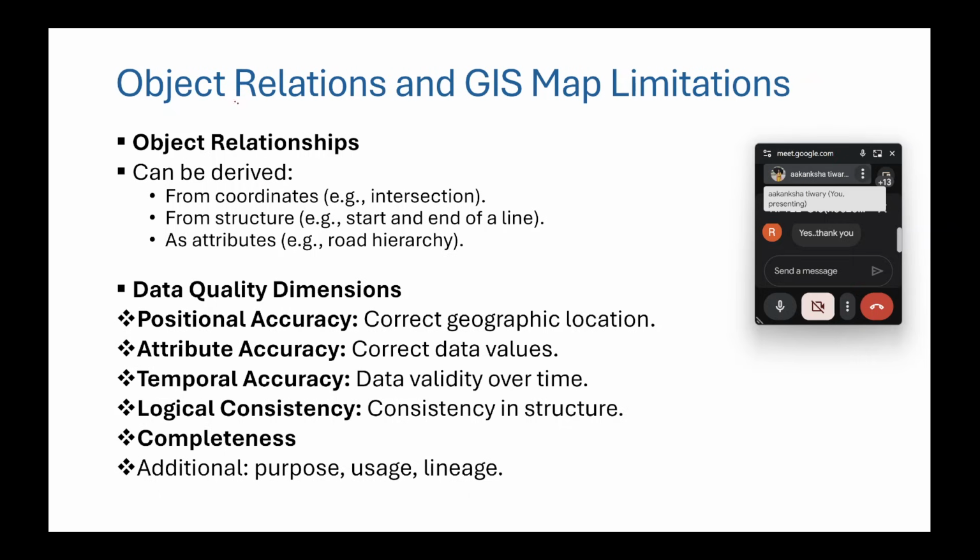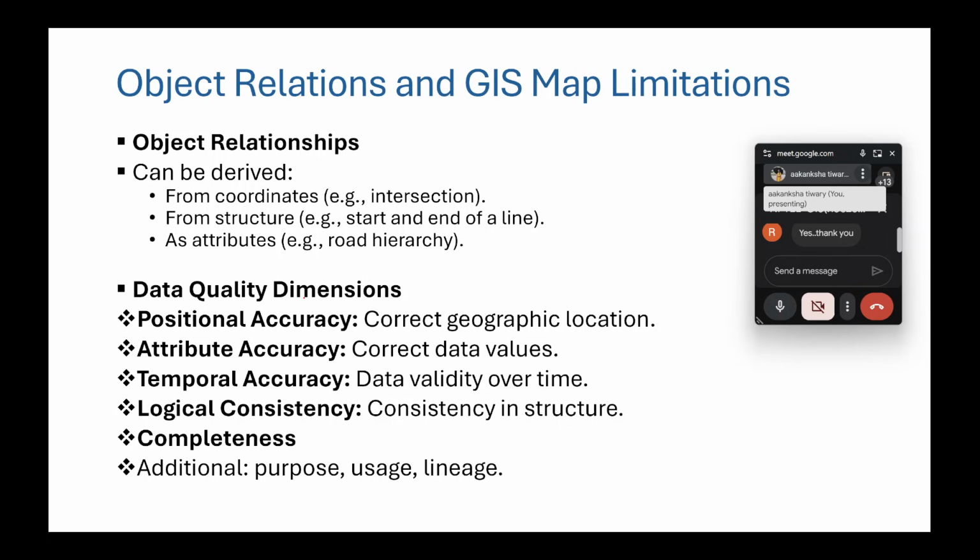Now, how can the relationships be derived? So they can be derived from coordinates, like intersection, or from structure. So suppose a feature starts from somewhere or ends somewhere. So from that structure, the relationship can be derived, and then as attributes. Okay. So these are the three types through which the relationship can be derived.